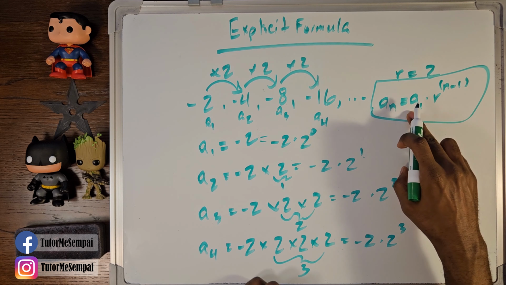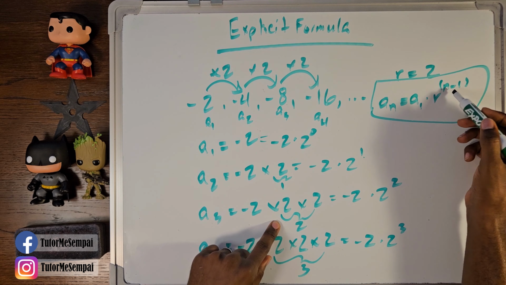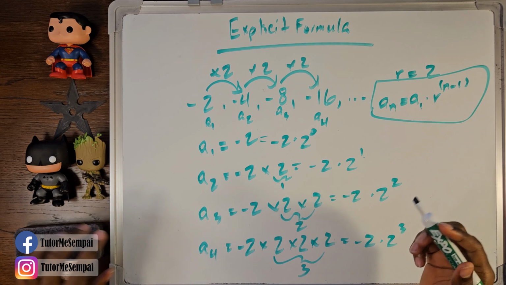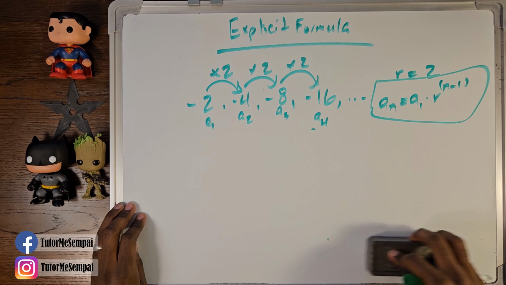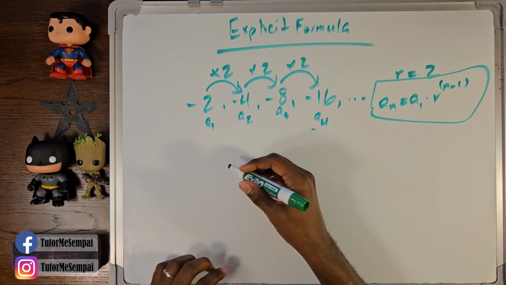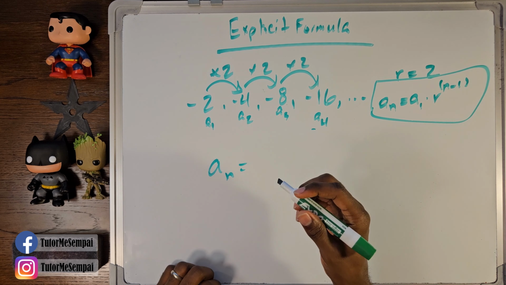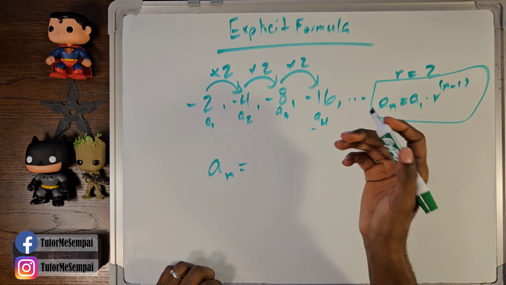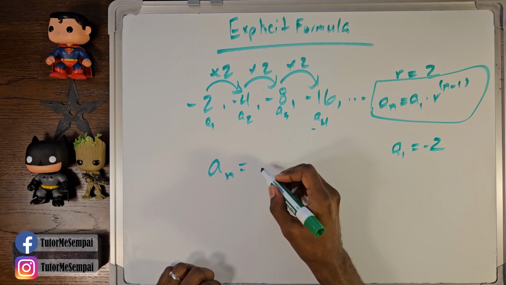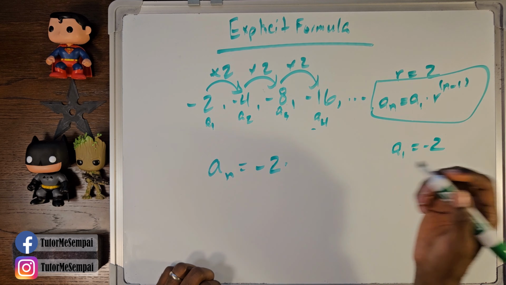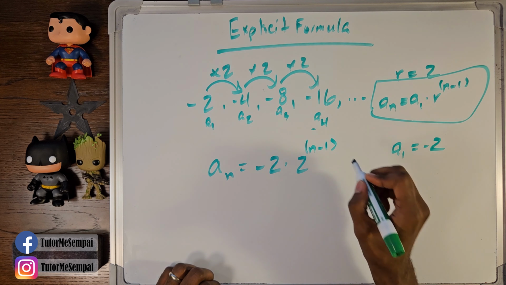You're starting at a sub 1, and you're going to multiply by whatever your r is, whatever your ratio is, n minus 1 times. So knowing this, we can create our explicit formula for this sequence. Now that we know how it makes sense, our general explicit formula for our sequence is going to be a sub 1, which in this case we know to be a negative 2, so a negative 2 times our r, which is 2, to the n minus 1 power.